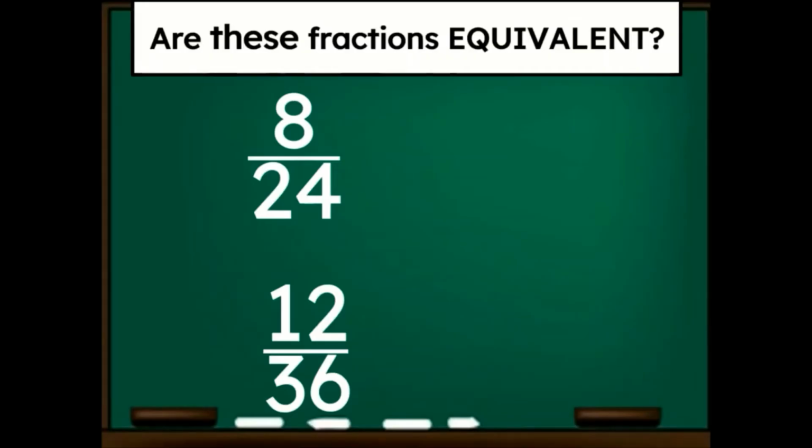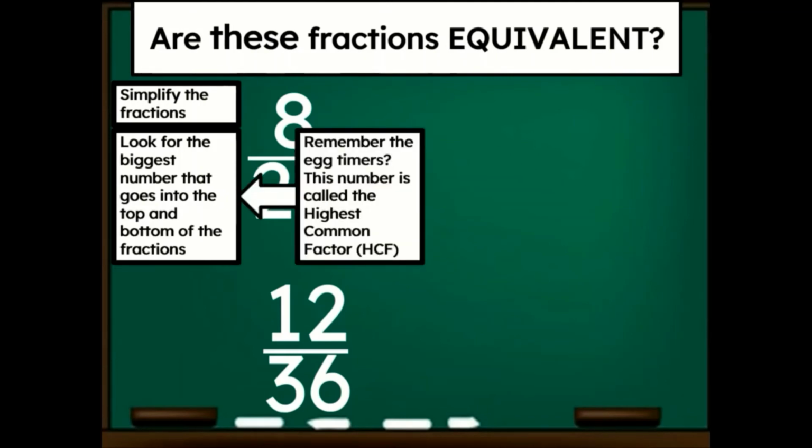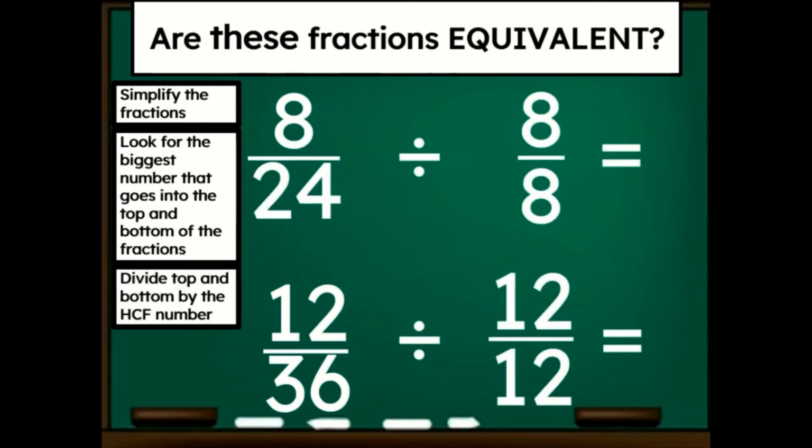So, if we're trying to find out if fractions are equivalent, we simplify the fractions. We look for a number that will go into the top and bottom of the fractions, the biggest we can find. It's called the highest common factor, HCF, or we just do it repeatedly. And then divide top and bottom by the highest common factor.